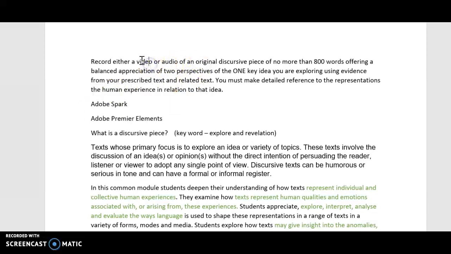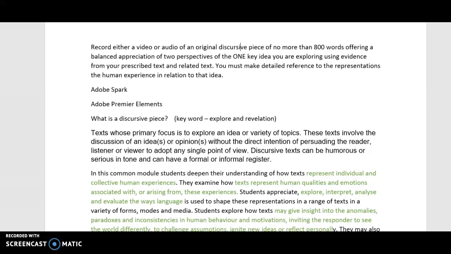It says either a video or audio. Note the or. You don't have to do the video. You can just do the audio. It is your choice. Okay, the other thing that you have to understand is because you are recording audio, it is a speech. Okay, and that straight away changes your approach to what you're doing. We're going to go into that a bit more, but first let's understand what is discursive.